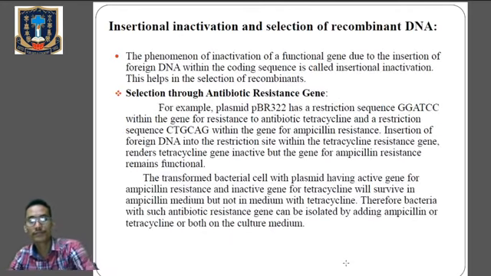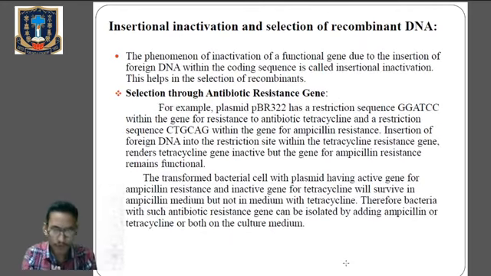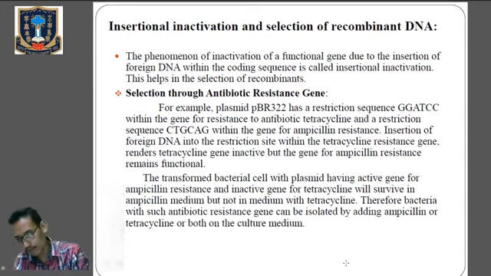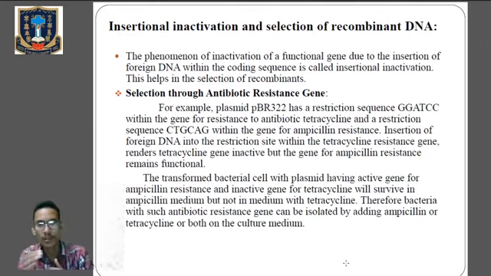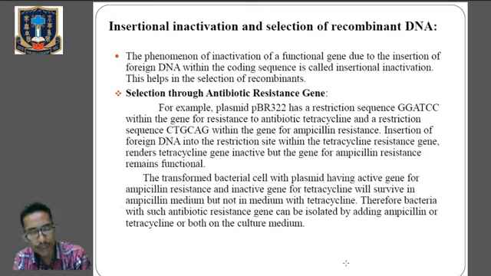Clear? Okay, so now how to identify which one is a transformed bacterial cell and which one is non-transformed, recombinant and non-recombinant? The question comes over here. Recombinant means having recombinant DNA, has undergone transformation, and non-recombinant means which has not undergone transformation, which does not contain recombinant DNA. So how to identify the recombinant DNA and the non-recombinant DNA?